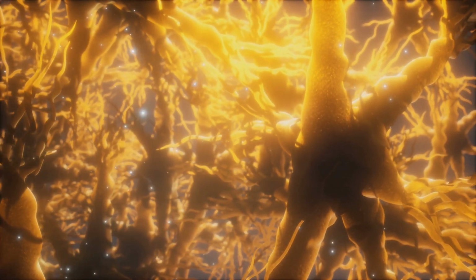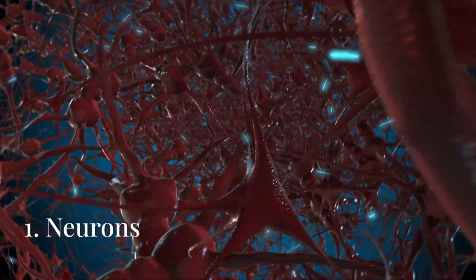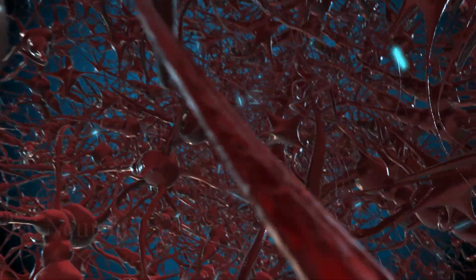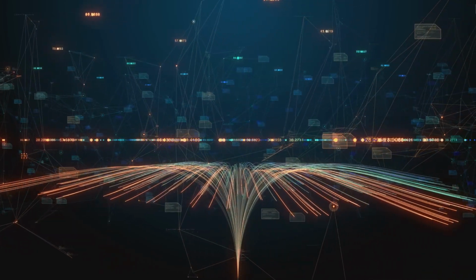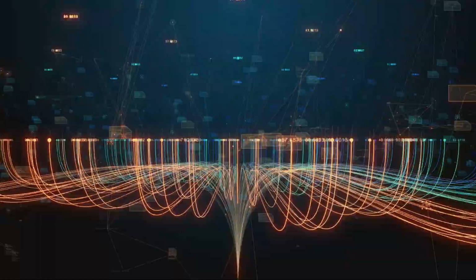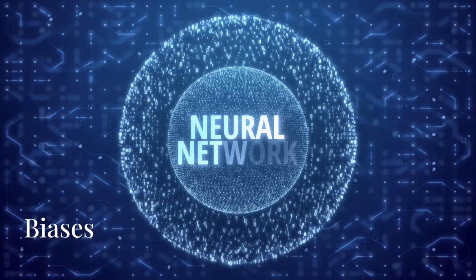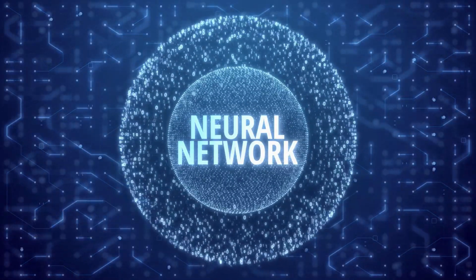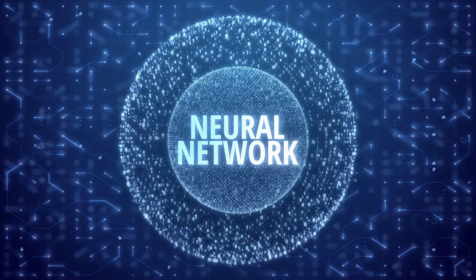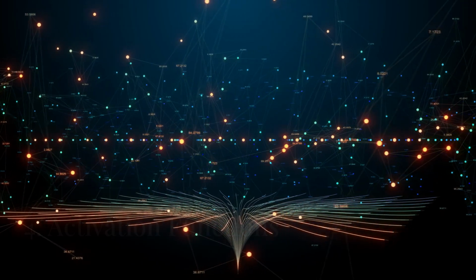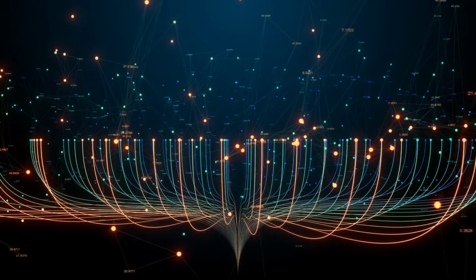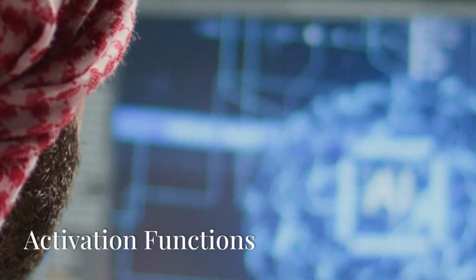Key components include: 1. Neurons, the basic computational unit of the brain. 2. Weights, which influence the input of the neurons. They represent the strength of the connection between units. 3. Biases, additional parameters which help models fit best for the given data. 4. Activation functions, which determine whether a neuron should be activated or not, helping the network to learn complex patterns.